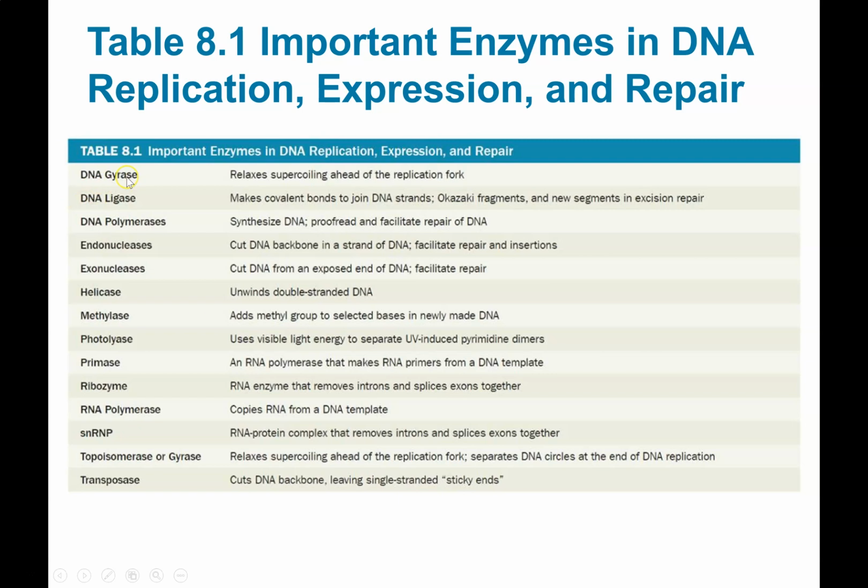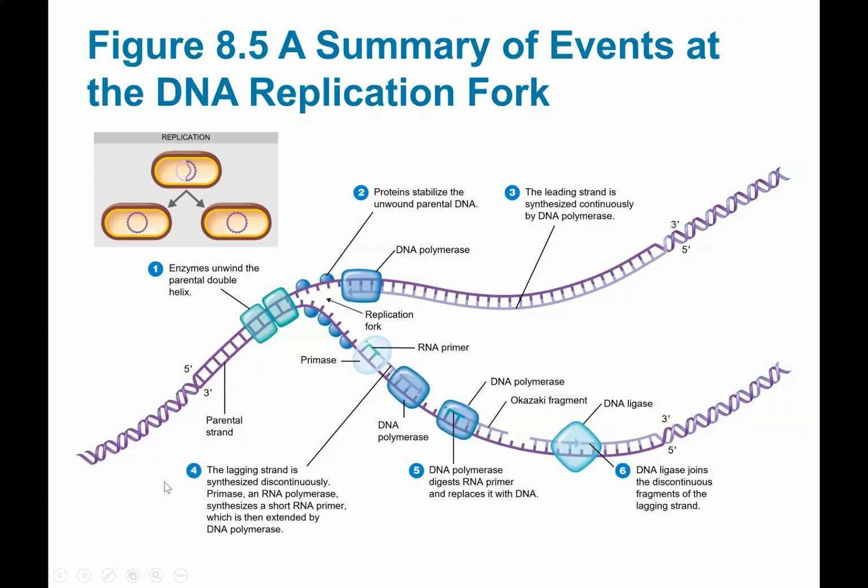So definitely you need to know DNA gyrase, DNA ligase, DNA polymerases. We can skip the endo-exonucleases. But you need to know helicase. We'll skip methylase, photolyase. You need to know primase. We'll skip ribozyme. You do need to know RNA polymerase, actually not for DNA replication, but for RNA transcription, so we'll get there in a little bit. And then topoisomerase or gyrase. I think that's it. Those are the ones you'll need to know.